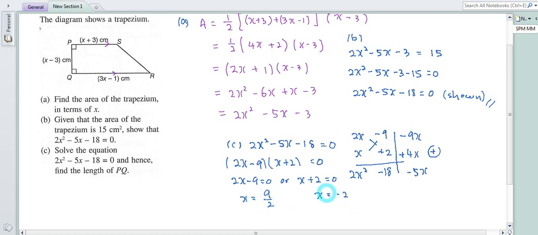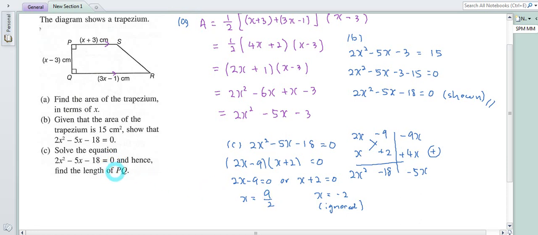x equal to negative 2 is not correct. When you use negative 2, negative 2 minus 3 is negative 5. The length, the width cannot be negative. So we just ignore this one. We take this one. x is equal to 9 over 2, which is 4.5.